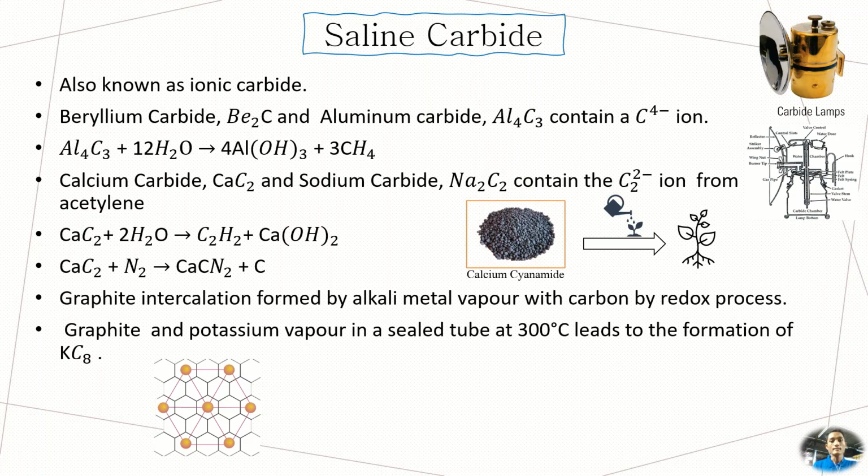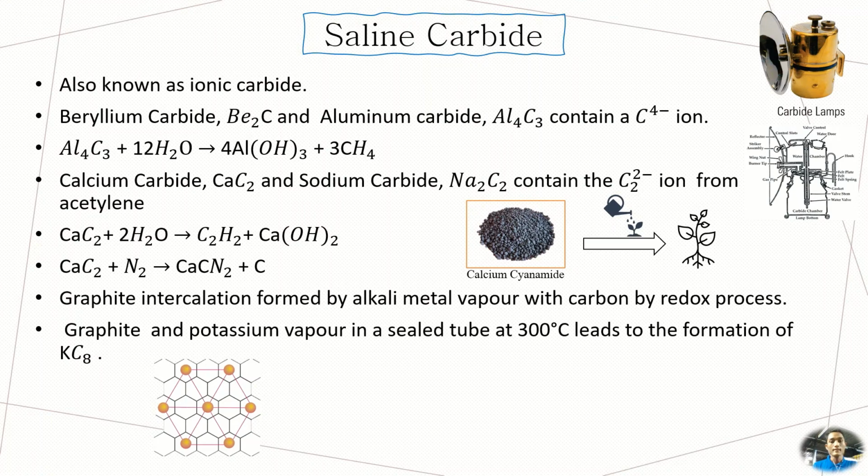Calcium carbide, CaC2, and sodium carbide contain the dicarbon ion that is derived from acetylene. In the reaction in the slide, we can see when calcium carbide reacts with water, it will produce acetylene and calcium hydroxide. And when calcium carbide reacts with nitrogen gas, it will produce calcium cyanamide that is used for fertilizer.